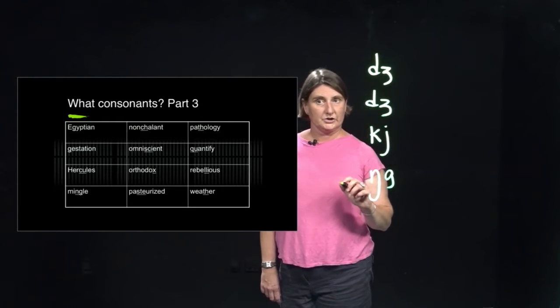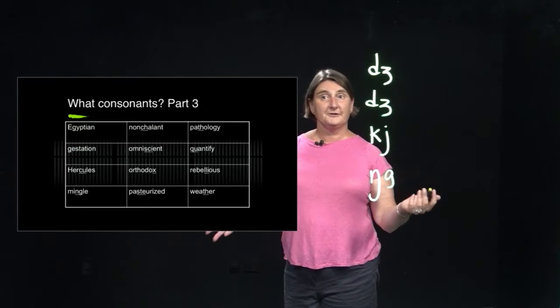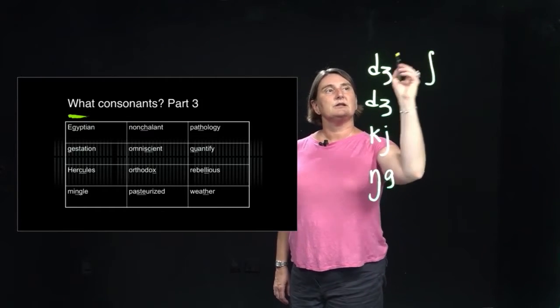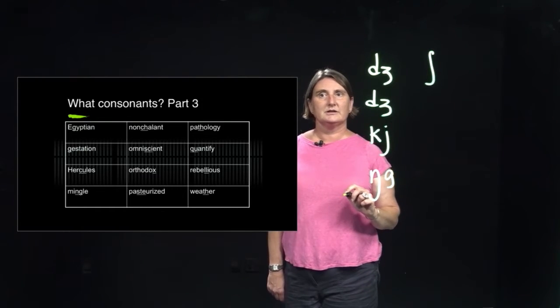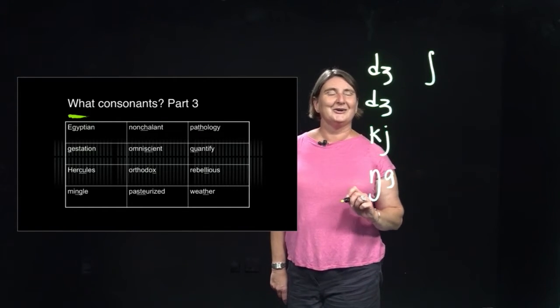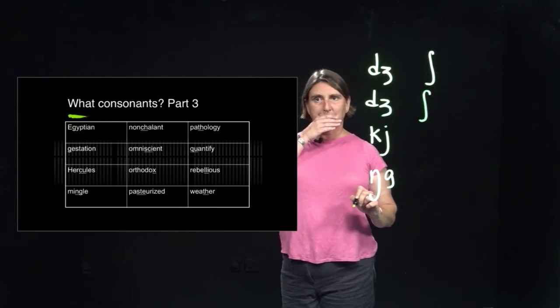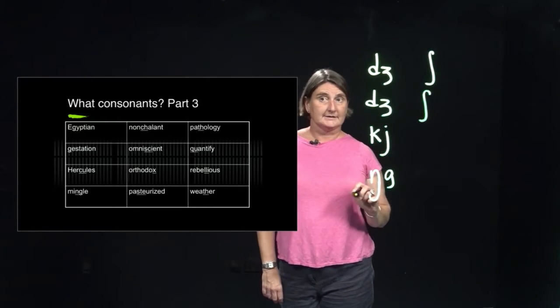Nonchalant, nonchalant. So that's like the sh in fish. So that would be this elongated S for nonchalant. Omniscient. So there are a lot of letters there, but it's still represented just by the elongated S, the sh.